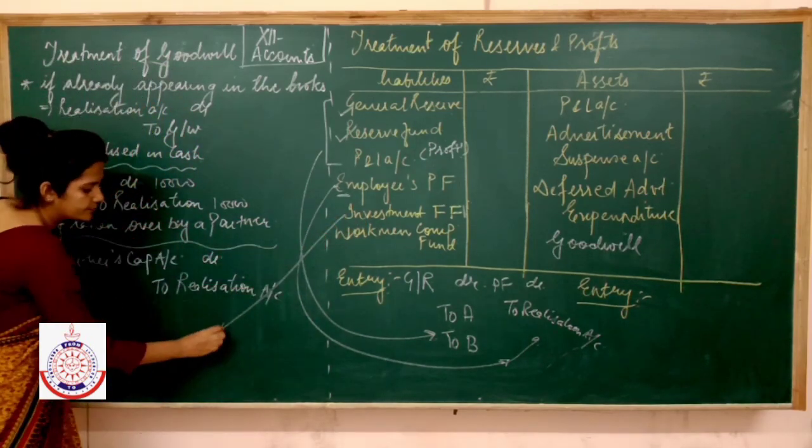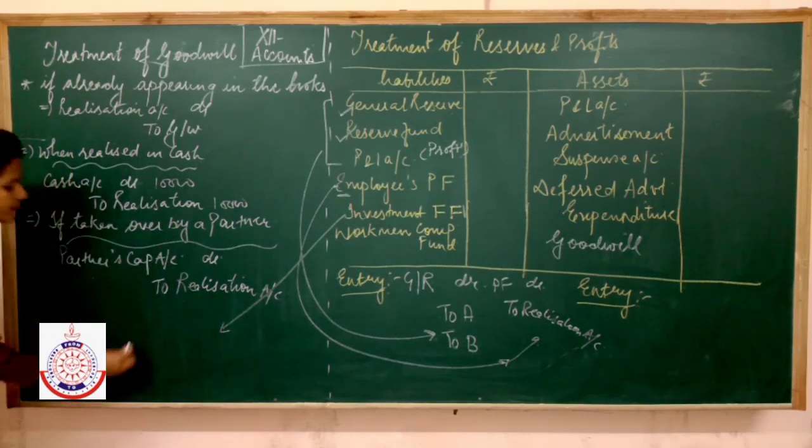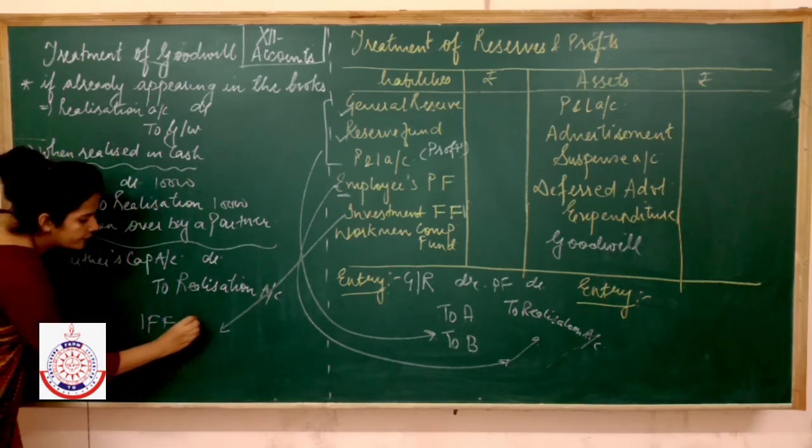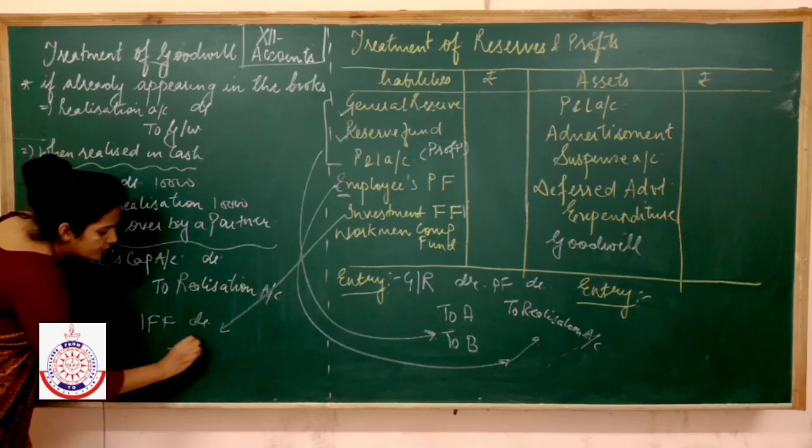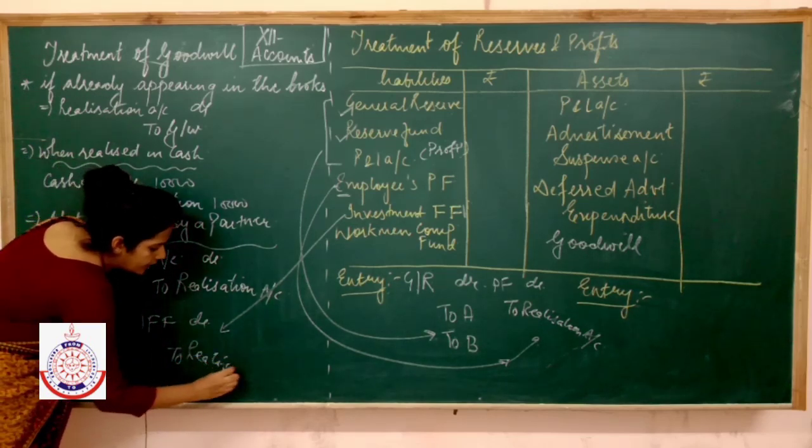See what is going to be the entry. Entry would be IFF debited to realization account.